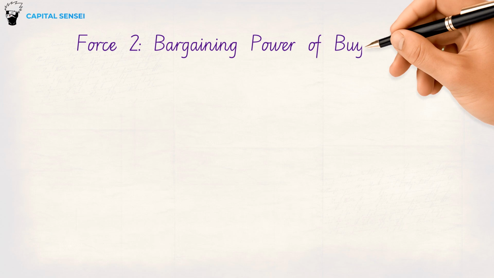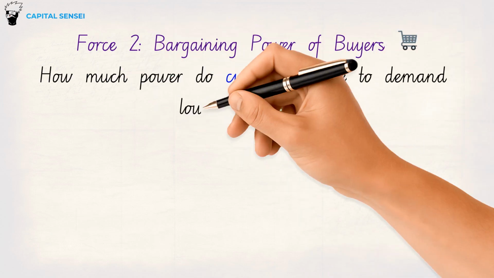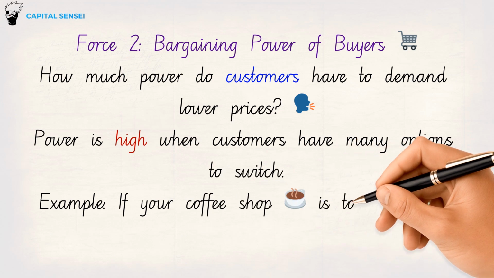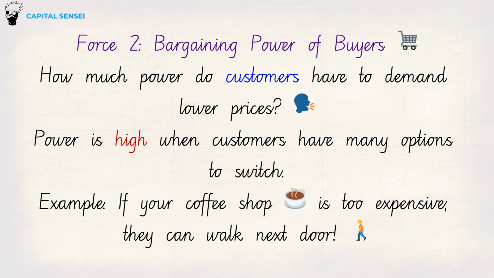The second force is the bargaining power of buyers. In simple terms, how much power do your customers have to demand lower prices or better quality? If your buyers have a lot of power, they can squeeze your profit margins. This happens when there are many companies selling a similar product, and the customer can easily switch from one to another. Let's go back to our coffee shop.